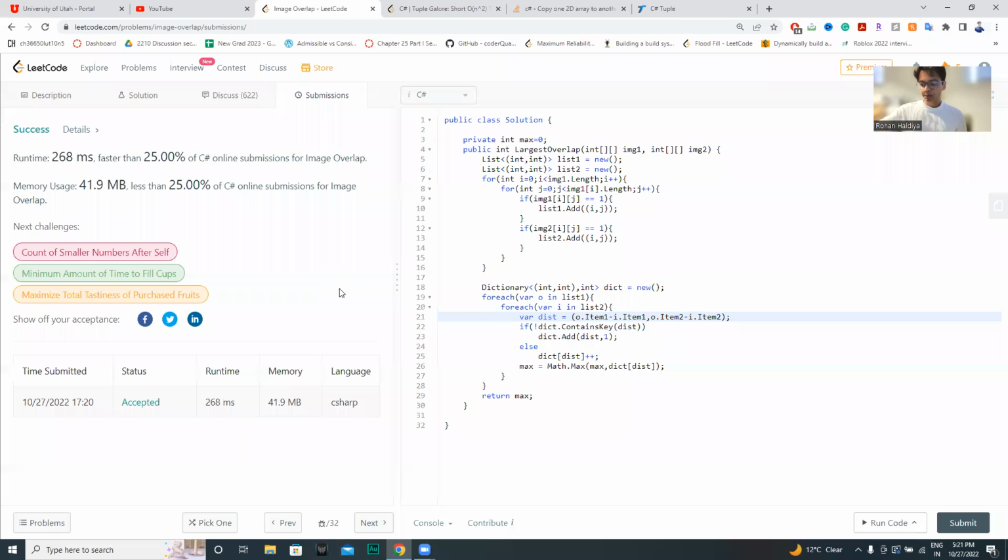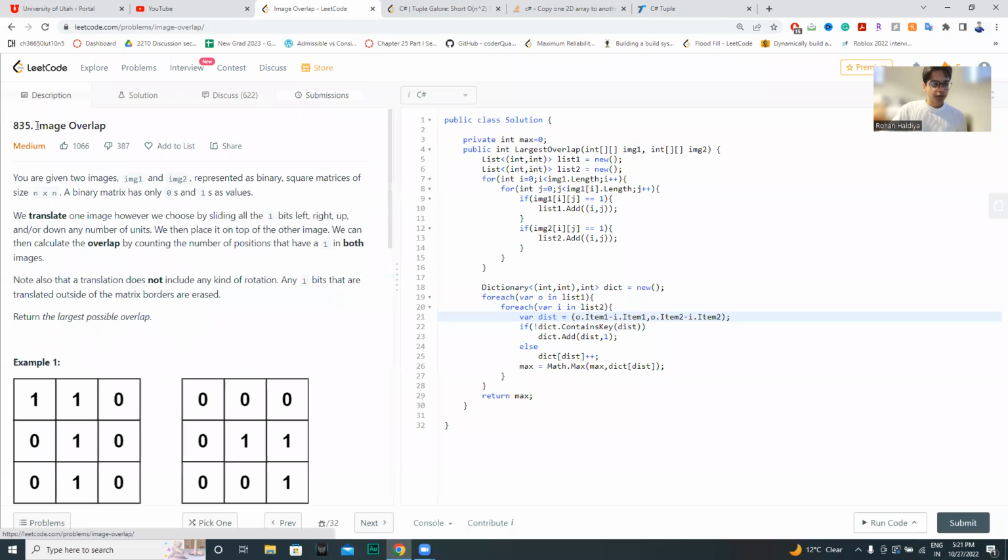Hey, what's up, guys? Today, very interesting problem. It's also the question of the day. Image overlap, LeetCode 835. Phase medium, not exactly medium, medium hardish. If you know it, you know it. If you don't, it's very difficult to come up with this in an interview.